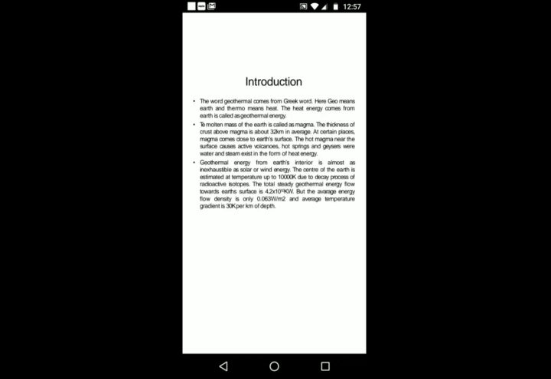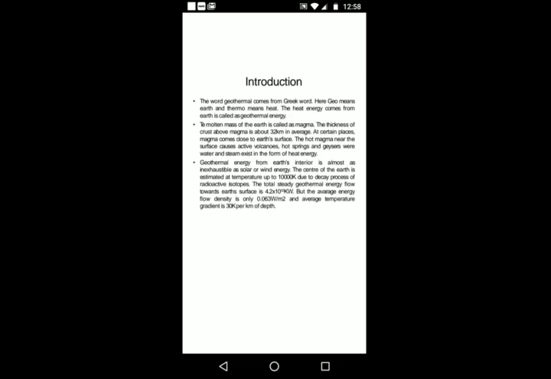While coming to the introduction, we already discussed that the word geothermal comes from the Greek word, where geo means earth and thermo means heat. So the heat energy that comes from the earth is called geothermal energy. Here, the mass inside the earth is called the magma. What does magma mean? It is where the heat is produced. The thickness of the crust above the magma is about 32 kilometers on average.